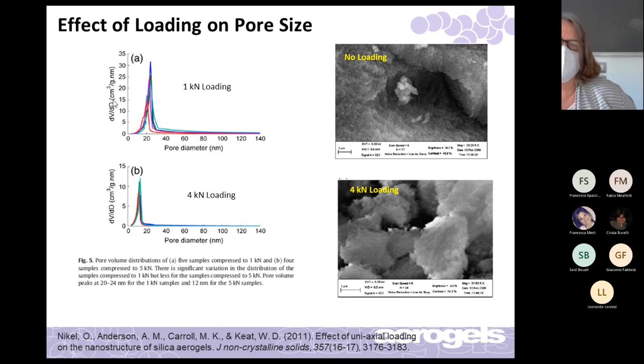And then this is a picture I showed before. This is an SEM image before we load it, just as we made the aerogel, what it looked like. And then these are roughly the same magnification, 1 micrometer, 1 micrometer. But here it looks very different. You can see that we've crushed them.